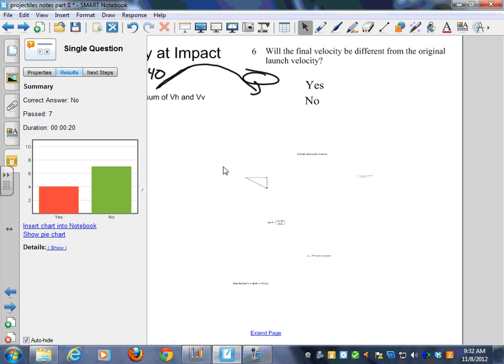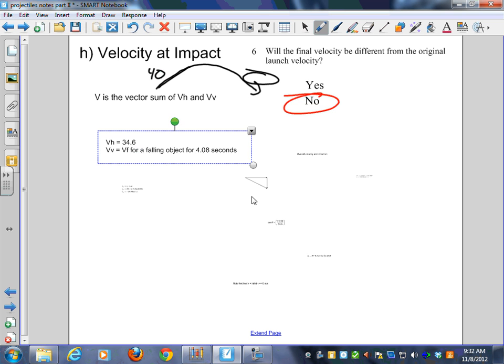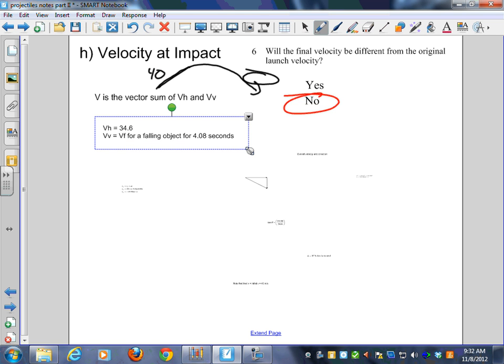No. The correct answer is no. The final velocity will not be any different. It will be exactly the same. And let me prove it to you. V is the vector sum of VH and VV, right? The velocity at impact is the vector sum of the horizontal and the vertical. The VH is going to be 34.6 because it remains constant. The VV is going to be the final velocity for a falling object for 4.08 seconds. Hold on here. 4.08 seconds is the entire time, right?